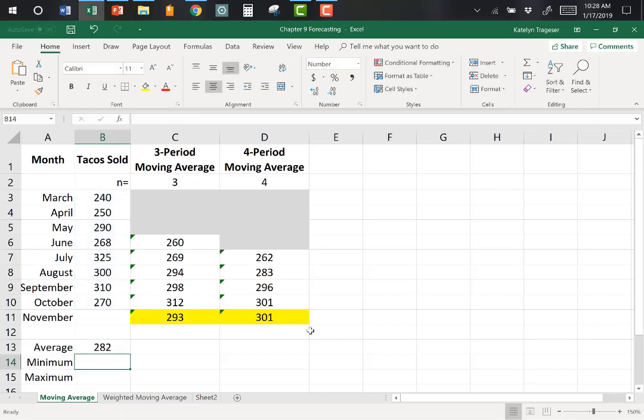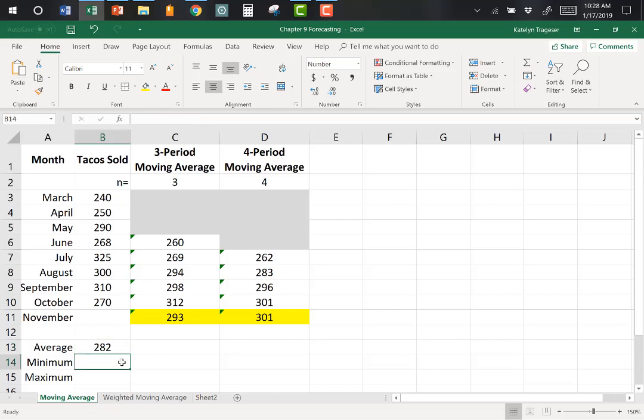Now, more than likely on yours, you may have had a few more decimal places. Say it looked like that. Well, I can't sell a portion of a taco. So I want this in whole tacos only. So look up at the top here. I've got two different buttons, increase decimal and decrease decimal. I want to decrease the decimal places that I have so that I am showing whole numbers of tacos. Go ahead and do that if you need to.